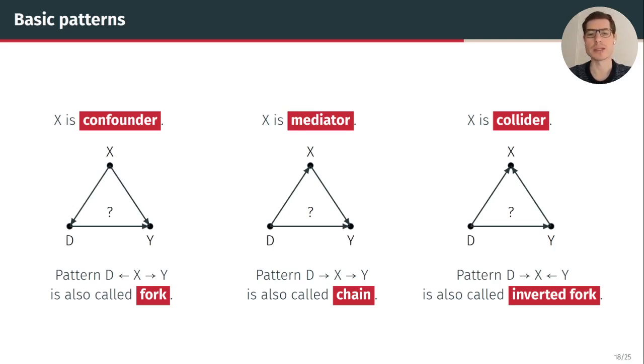So maybe it's time for a little example here. So say D is our education, Y is our income, and what could be X as a confounder? Well, that could be your heritage, right? Or your parents' education or your parents' income, right? It has an effect on both your education and on your maybe present but also future income.